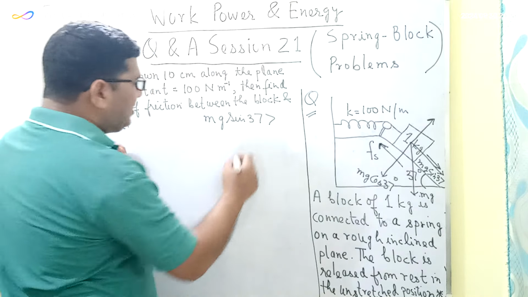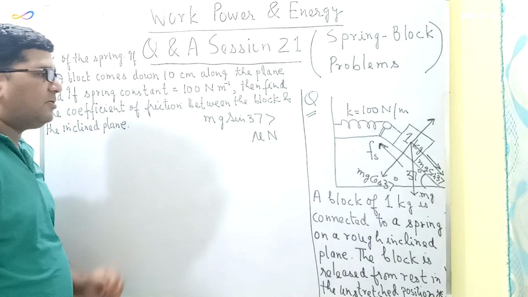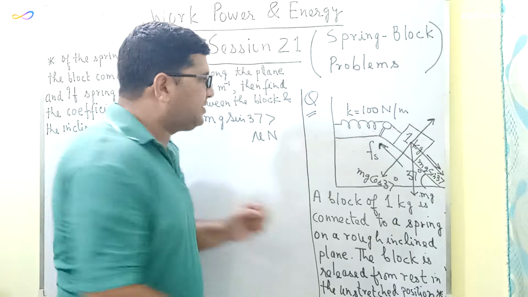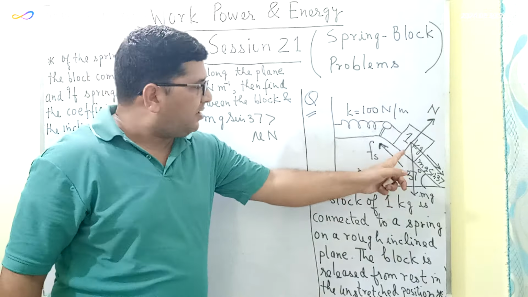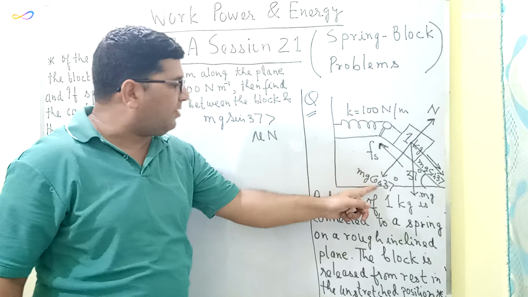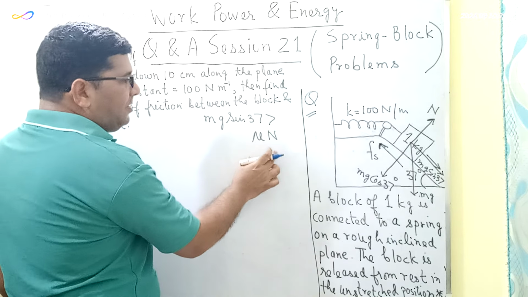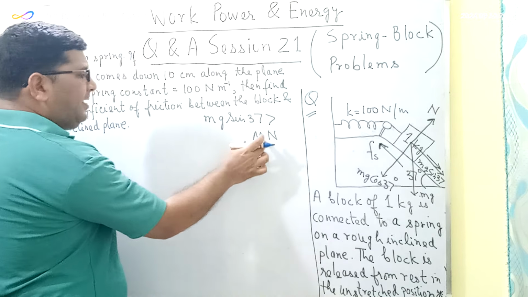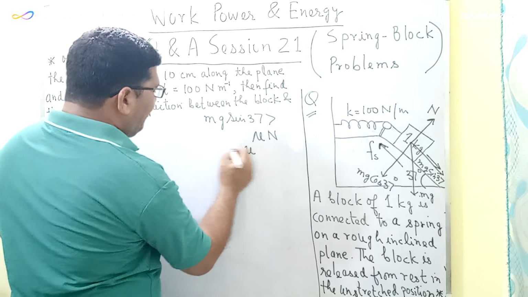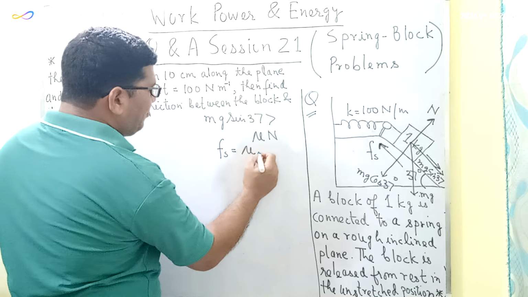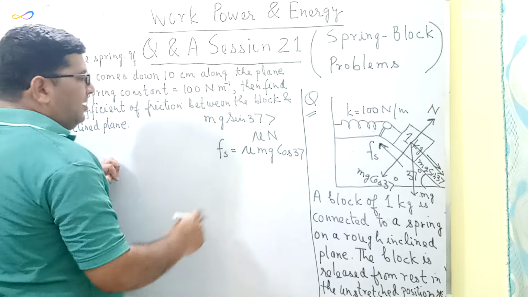Now the force of friction is equal to mu into normal reaction. The normal reaction always acts perpendicular to the surface, so this is the normal reaction, and it will be equal to mg cos 37. So if the block is coming down, it means that mg sin 37 is greater than the force of friction, which will be equal to mu N. We can say that Fs, the force of friction, is equal to mu mg cos 37.